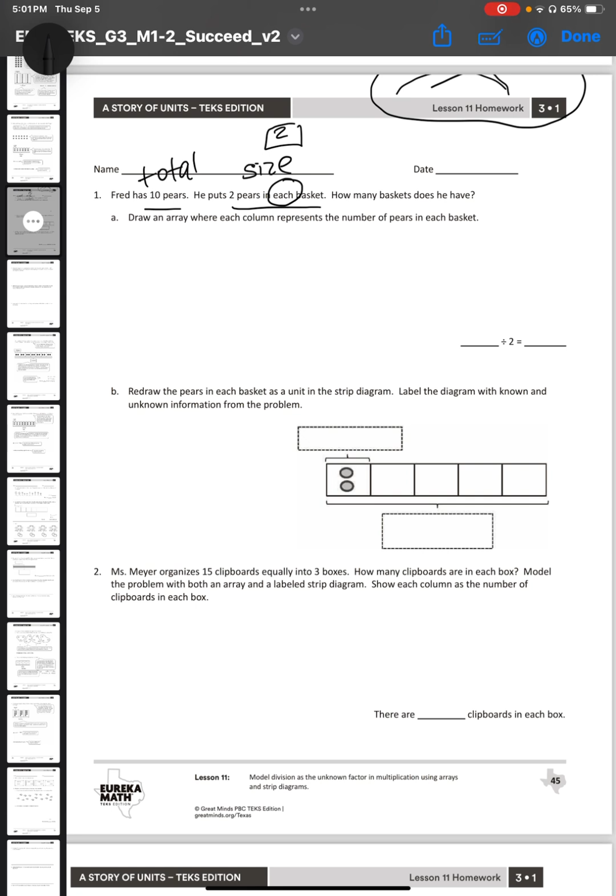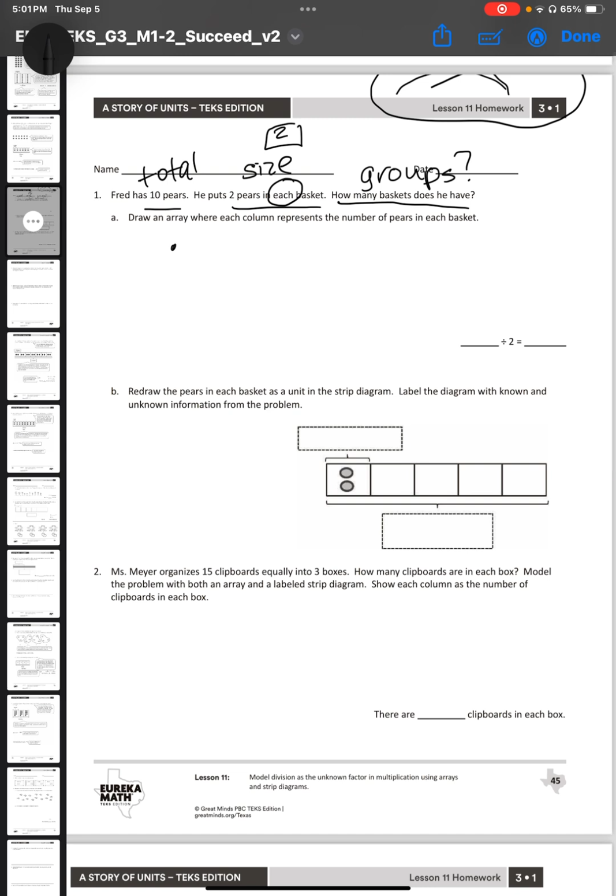What we're missing is how many baskets does he have? How many groups are there? That's what we don't know yet. We know our total, we know the size of each group, we're trying to determine how many groups there are. Part A says draw an array where each column represents the number of pears in each basket.